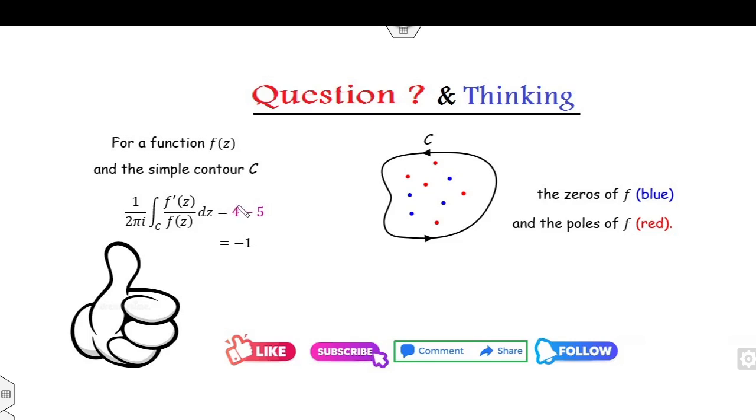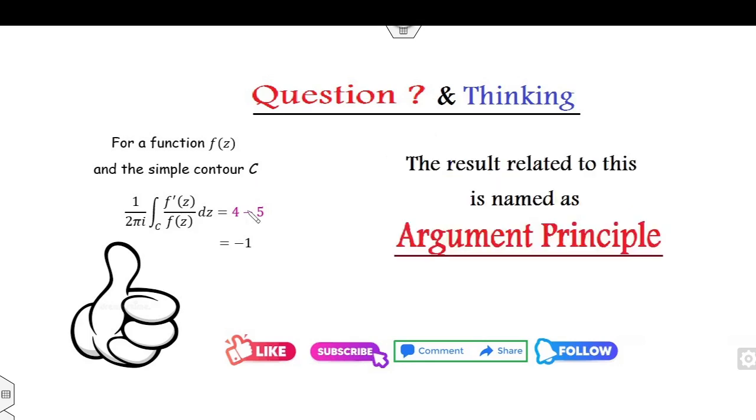And you can see that this 4 represents the number of zeros, and this 5 represents the number of poles for this particular example in which I have considered these dots. Now this concept that we have used is known as the argument principle.